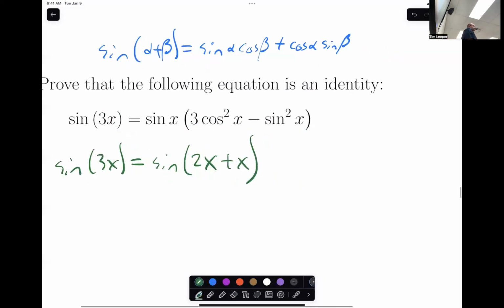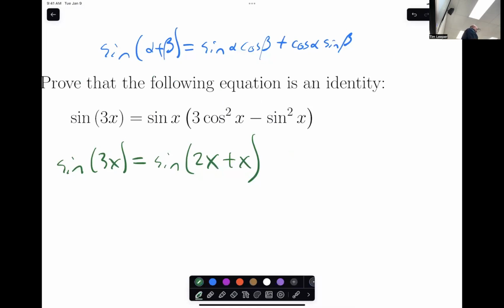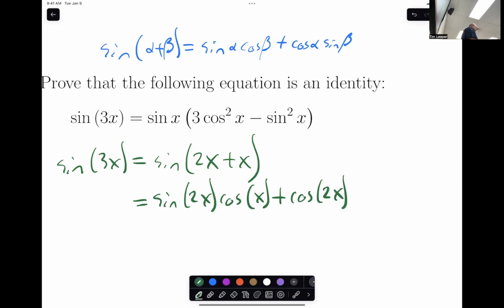Good. Now that we actually remember our sine of the sum formula, let's go ahead and plug in what we have here into that formula. Well, the sine of the first one will be sine of 2x. Cosine of the second one is just cosine of x. And then plus cosine of the first one, which is 2x, times sine of the second one, which is just x.